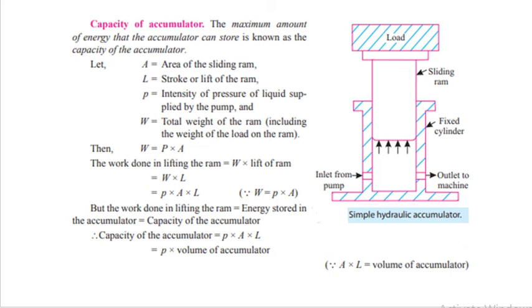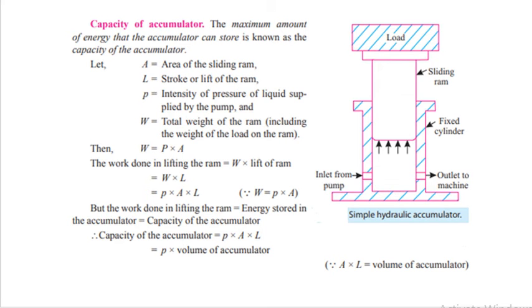In that case, W, which means total weight, is equal to p times A, where p is the intensity of pressure supplied by the pump. So the work done in lifting the ram will be the total weight of the ram times the lift of the ram.